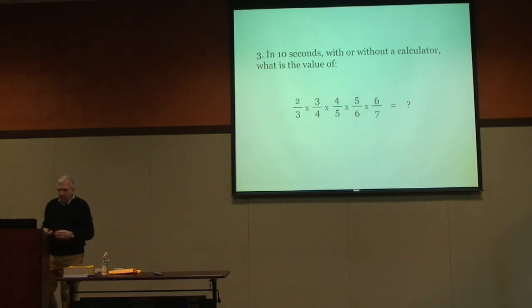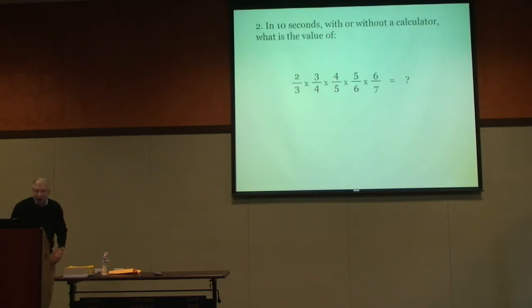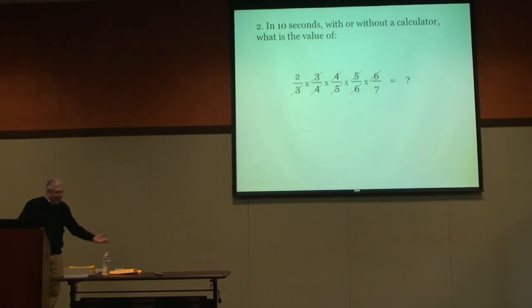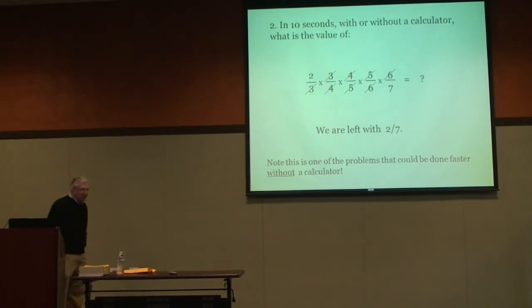So I see something like this, and this is what the kid should be doing. 2/3, 3/4. Whoa, there's a 3 in the denominator, a 3 in the numerator, a 4 in the denominator, a 4 in the numerator. Oh my God, I can just cancel those. That's all I need to do. And what do I end up with? 2/7.